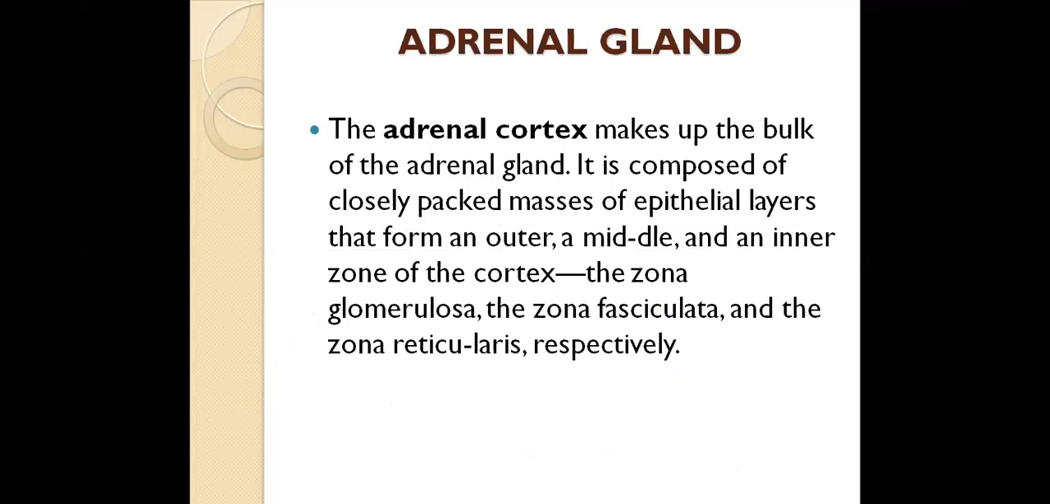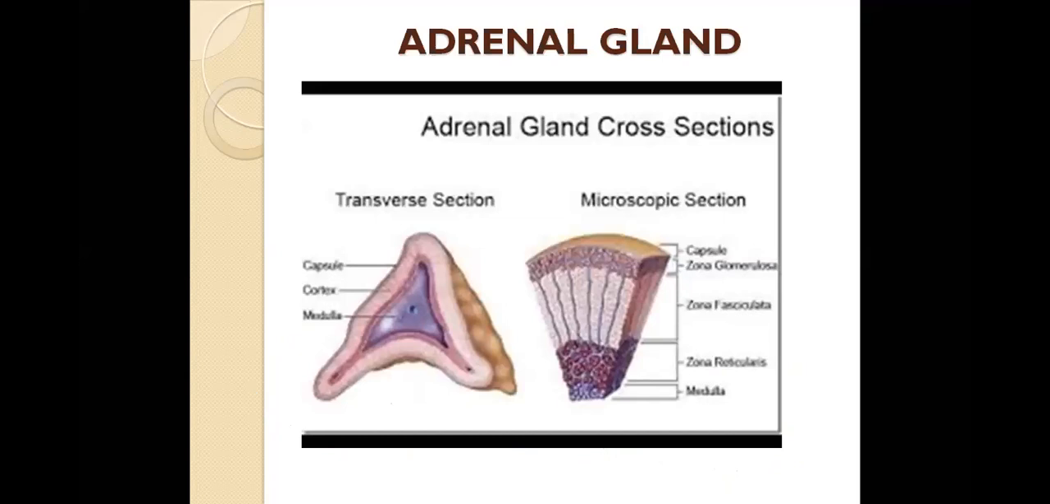Next, let's continue. This is the area that you can see in the diagram. In the transverse section, you can see that the outer capsular sheath of fibrous connective tissue is present as well, and then after that the cortex and the medulla. The center contains the medulla. The epithelial cells on the outside of the cortex: first zona glomerulosa, next zona fasciculata, next zona reticularis. So the three are present here.